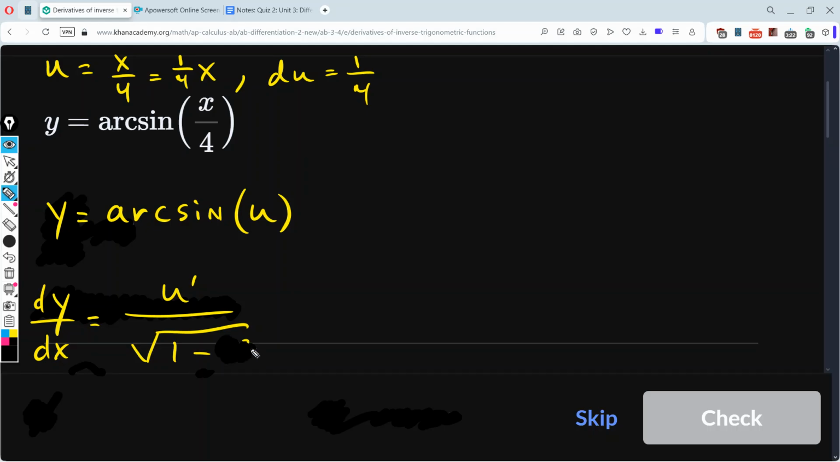So this is radical 1 minus u squared. Instead of u prime, I'm going to make it du. All right. I just think it's a better habit to make it du. And this was 1 minus u squared.